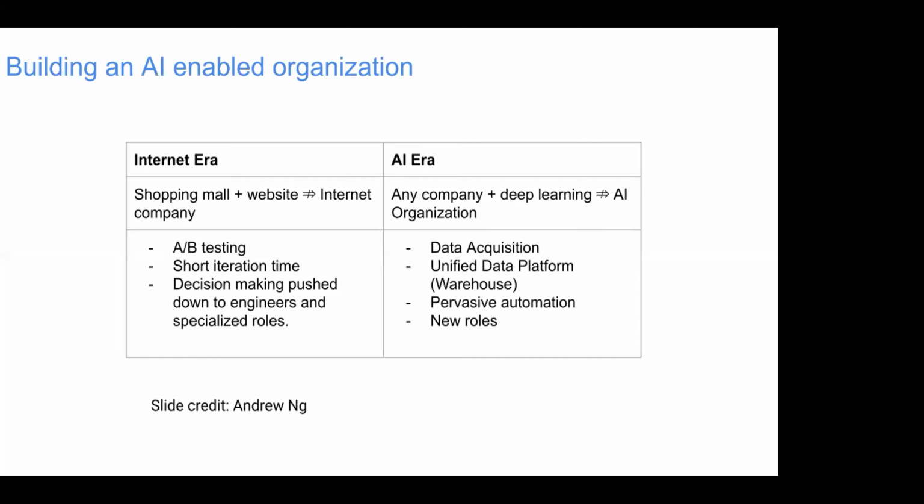The AI era, in your organization or any organization, is the same. Just deep learning is not going to change any organization. A lot of the things we talked about today are very important, like data acquisition, data collection, having a unified data platform, like a unified data warehouse, and some kind of automation around that. These are important before somebody can become an AI organization.